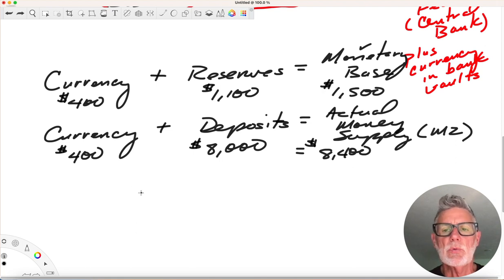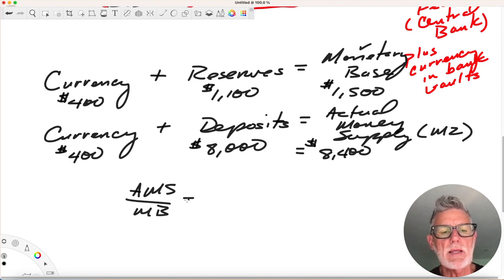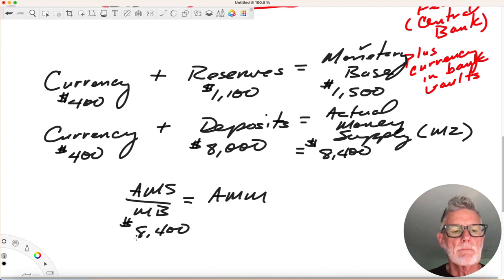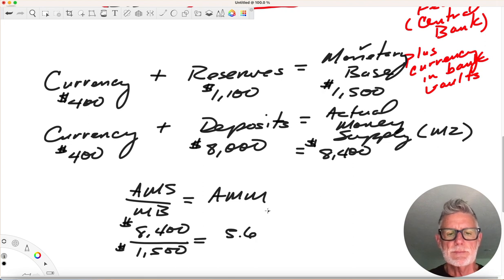Let's take the actual money supply and let's divide it by the monetary base. Yay! I just got it right. And that gives us the actual money multiplier. So what do we got here? We got 8,400 divided by 1,500. It's been a long day. No excuses though. I can handle this, and that should be 5.6. Okay, you can check that. That's 5.6. What does that mean?